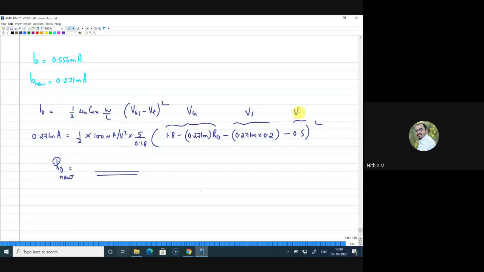Any doubts? So what will be the new value of RD?